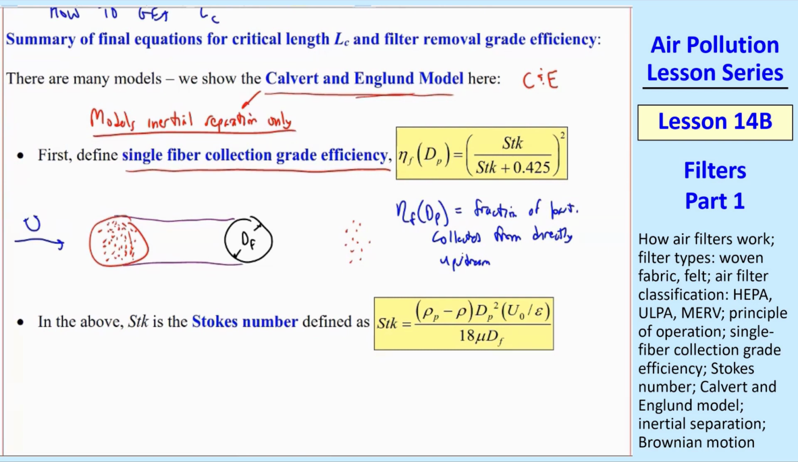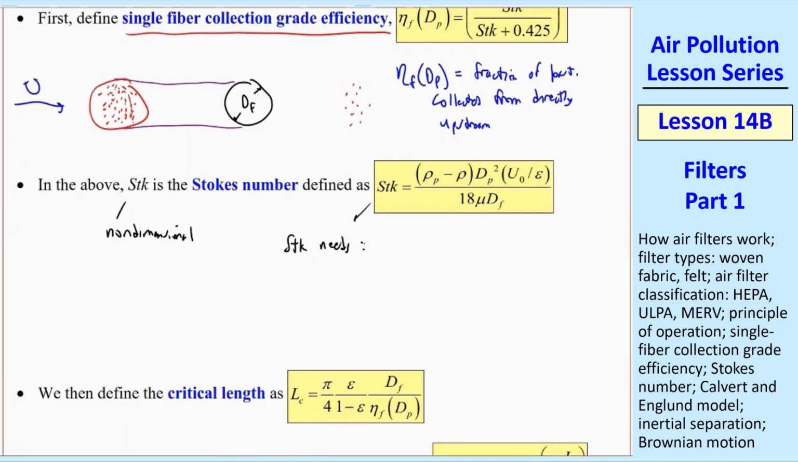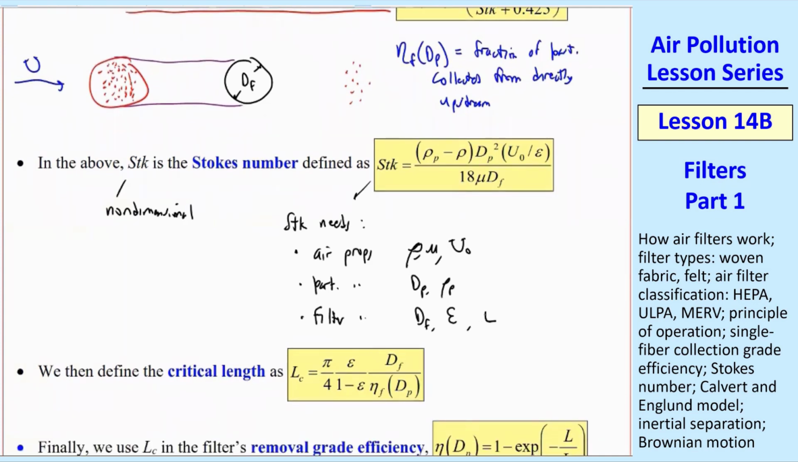If you have just one fiber, one string as your filter, it's not going to be a very good filter. In fact, eta F is pretty small. This is defined in terms of STK. What's that? It's called a Stokes number. It's non-dimensional. It's the ratio of the characteristic time associated with the particle motion over a characteristic time of the flow. In order to calculate it, you need air properties, rho, mu, and the speed of the air. You need the particle properties, dP and rho p, and you need the filter properties, which are dF and epsilon, the porosity. And those would usually be known. We know all these things, and then you can calculate the Stokes number. Also, you need to know the length, because that comes in later when we get into the grade efficiency.